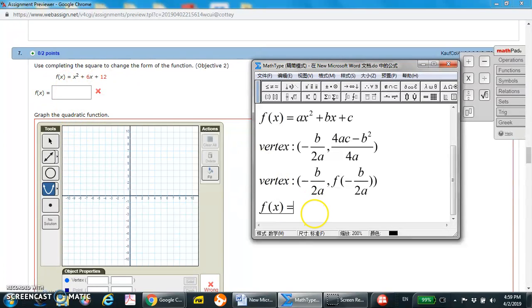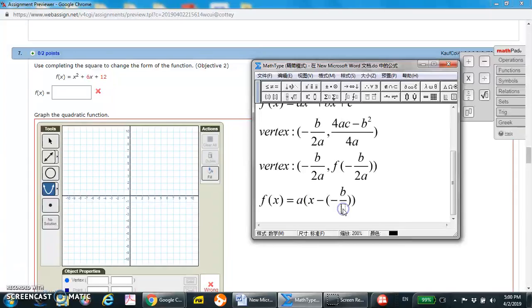So when we convert this equation, it will be like a times x minus h, so minus this number, negative b over 2a, squared, and plus the k, which is this. Okay? So the first step is we compute the negative b over 2a, and we compute 4ac minus b squared over 4a. I will show you this in my next video.